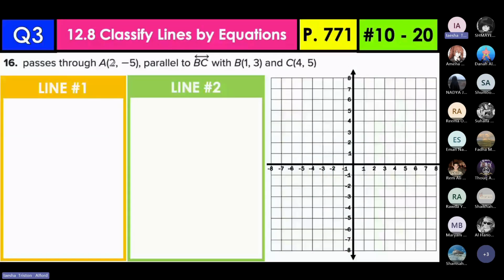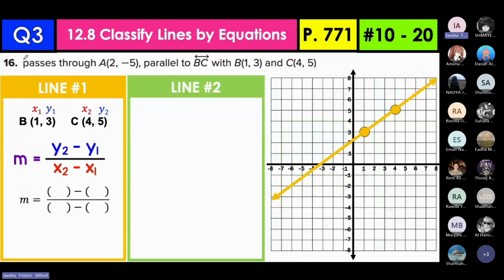Okay, so remember, we want to draw 2 lines. It has to be parallel to line BC. So the first thing we need to do is figure out the slope of line BC. You have 2 ways to find the slope. You can do rise over run, or you can use the slope formula. Everybody knows how to use the slope formula, yes or no? Yes. Fine. The slope of the line that I put in the graph is positive 2 over 3.